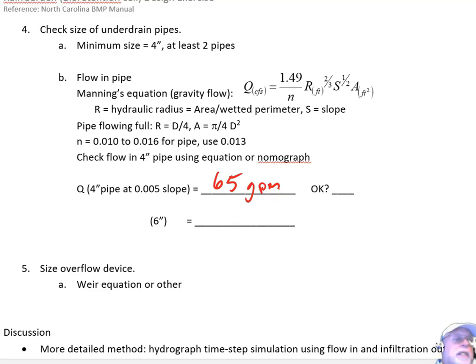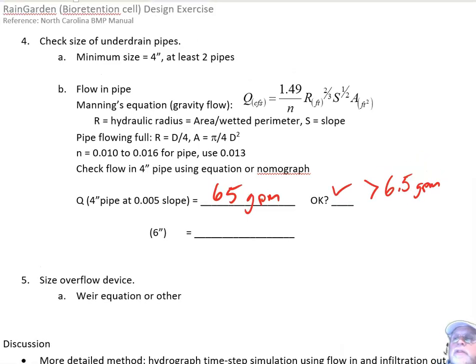Yeah, I think we said we need to drain, our drainage rate is 6.5 gallons per minute coming down through there. So we're 10 times above that. And if I go to a 6-inch pipe, that's something on the order of about like 180 gallons per minute. So the pipe is not the issue.